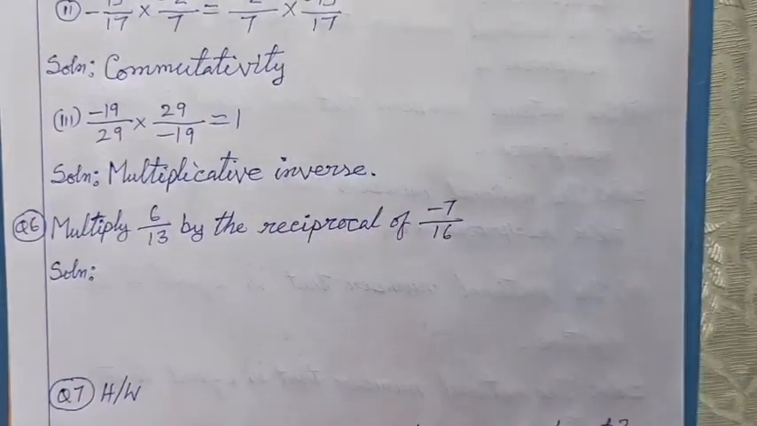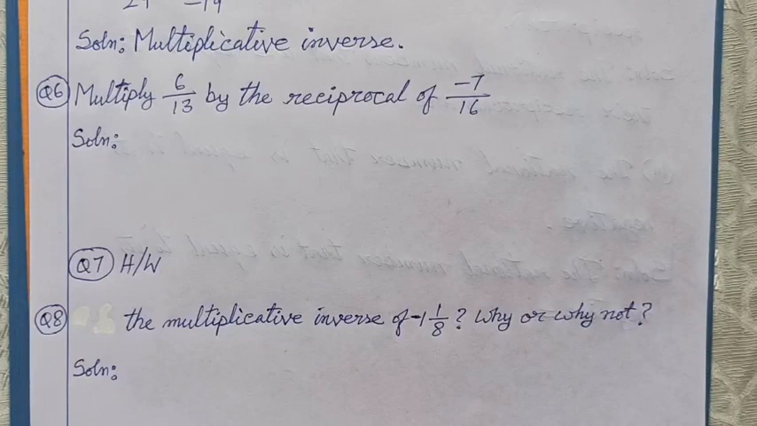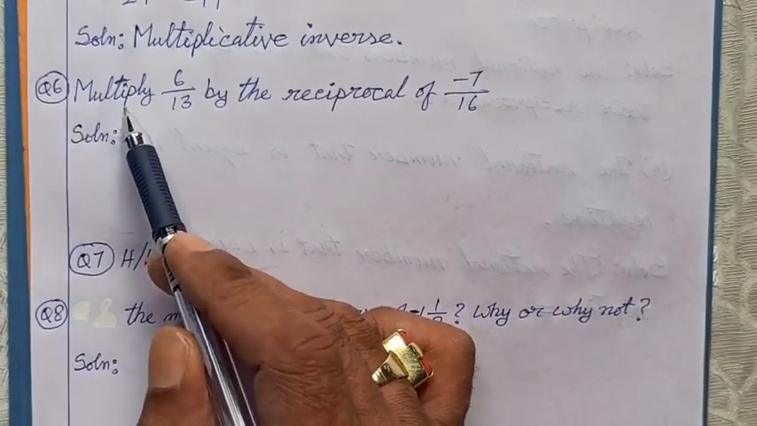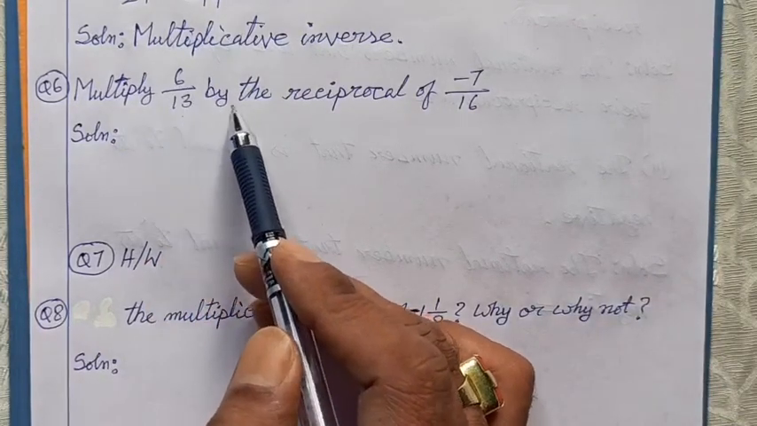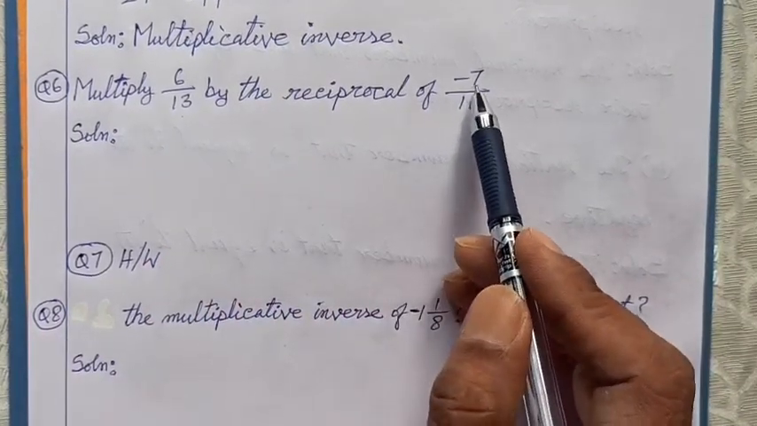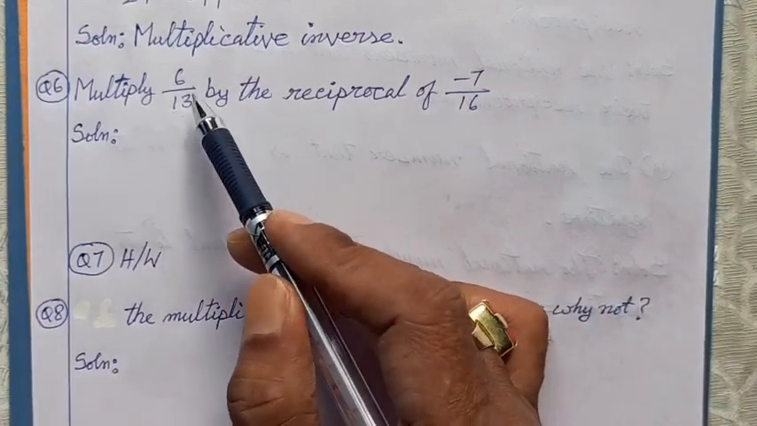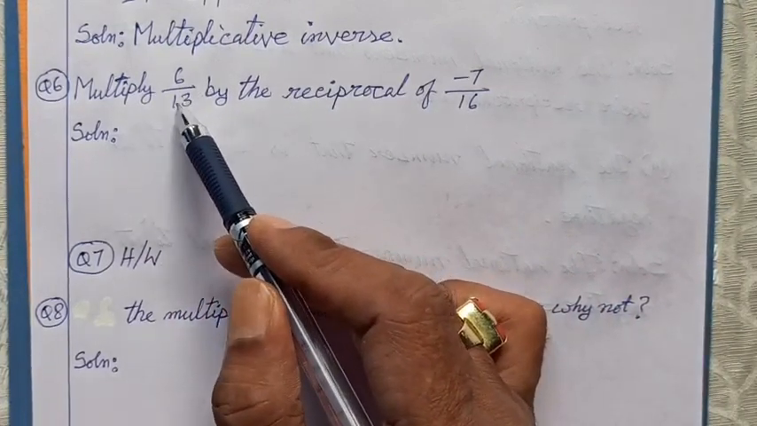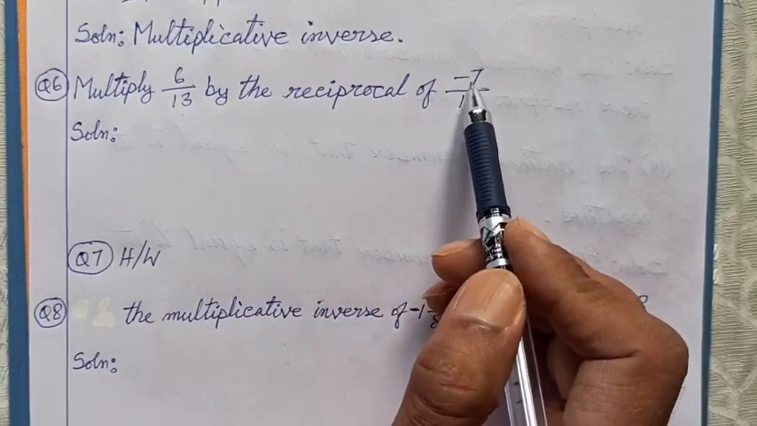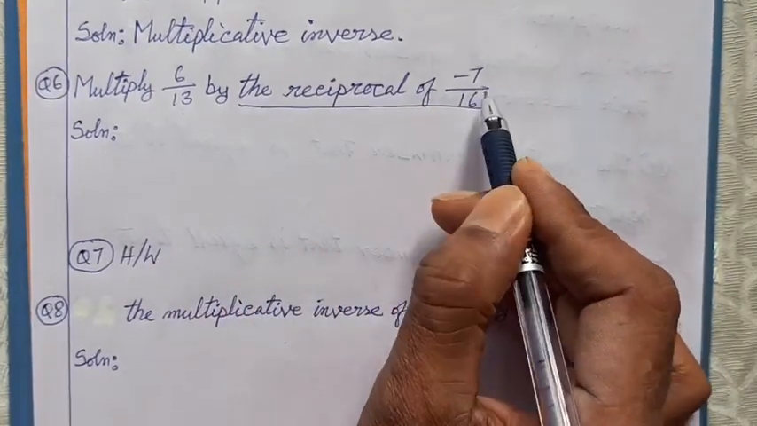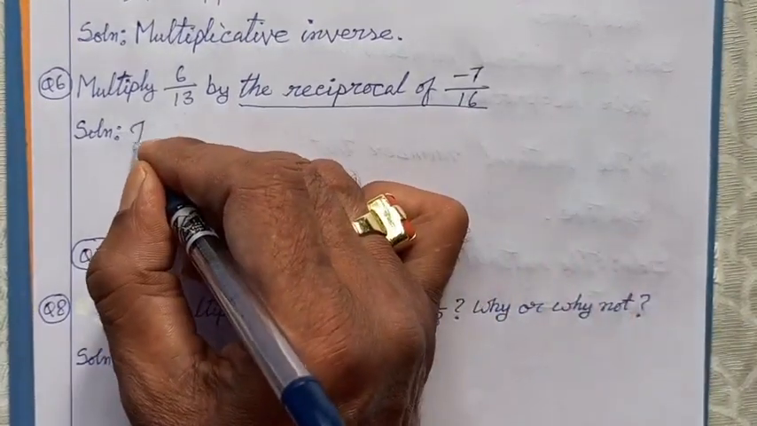Understand or not? Next question is question number 6. Multiply 6 by 13 by the reciprocal of minus 7 by 16. Here the question says that 6 by 13 will be multiplied by the reciprocal of minus 7 by 16. Now solution. First we have to find the reciprocal of minus 7 by 16.